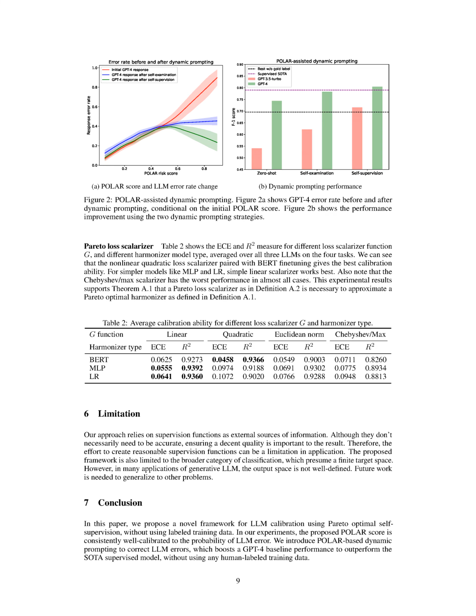We also examined the effectiveness of different loss scalarizer functions and harmonizer model types across all 3 LLMs and 4 tasks. Our table shows the expected calibration error, ECE, and R-squared measure for these different combinations. We found that the best calibration ability comes from pairing a nonlinear quadratic loss scalarizer with BERT fine-tuning. For simpler models like multilayer perceptron, MLP, and logistic regression, LR, a simple linear scalarizer works best. However, the Chebyshev or Max scalarizer performed poorly in almost all cases.